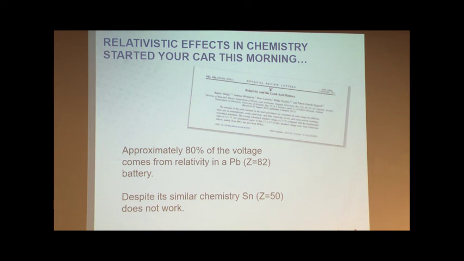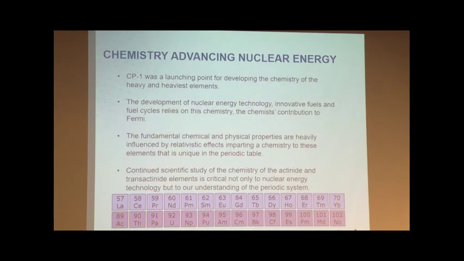Thank you, Albert Einstein. In contrast, if we go to tin, which also forms a SnO2, like PbO2, and we try to do the same electrochemical reaction, tin sits right above lead in the periodic table, you can't do it, because the relativistic effects that are present in lead are not present in tin and won't develop that potential for you. So it's just not a peculiarity of radioactive elements.